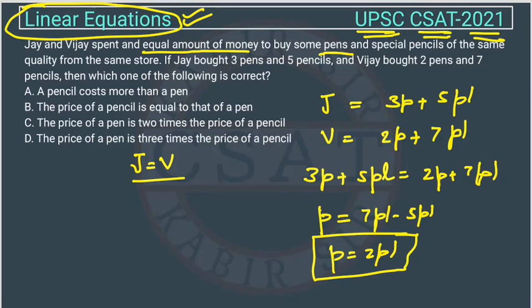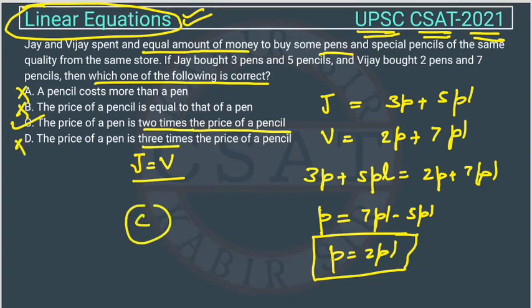The question is asking which one of the following is correct. A pencil costs more than a pen? No, the pen costs more, so this is wrong. The price of a pencil is equal to that of a pen? The price is not equal. The price of a pen is 2 times the price of a pencil? This is correct, so C is the answer. Let's see D: the price of a pen is 3 times. This is also wrong. So the answer is option C.